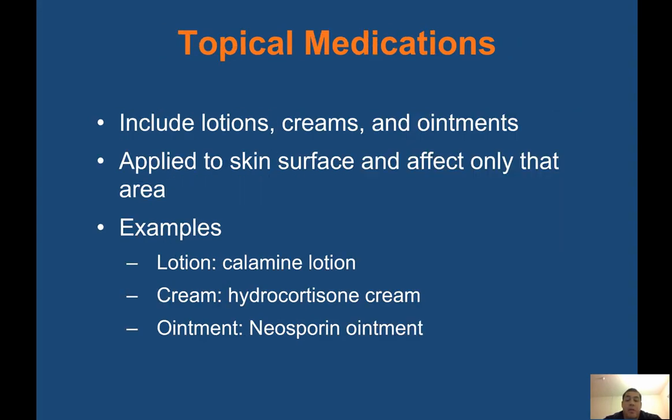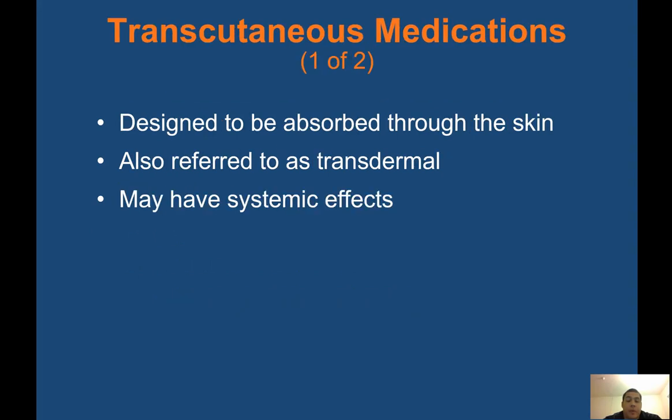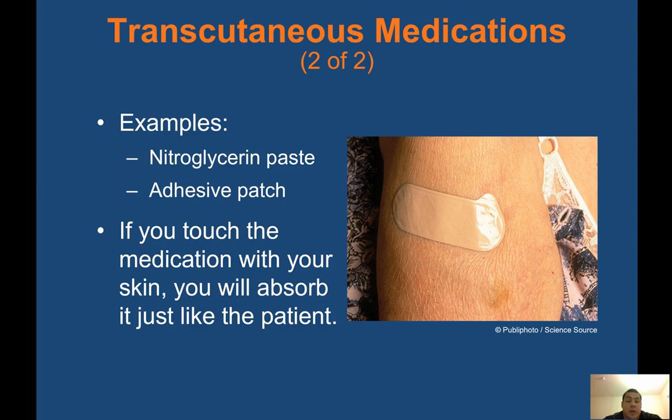Topical medications include lotions, creams, and ointments applied to the skin surface and affect only that area. Examples: lotion, cream, hydrocortisone cream, ointment, Neosporin ointment. Transcutaneous medications are designed to be absorbed through the skin, also referred to as transdermal, and may have systemic effects. Examples: nitroglycerin paste, which we talked about earlier for long transports on CPAP, and adhesive patches. If you touch the medication with your skin, you'll absorb it just like the patient. This is one thing to look out for. If a patient has a patch on, you don't want to touch anything with your bare hands. Remember BSI?